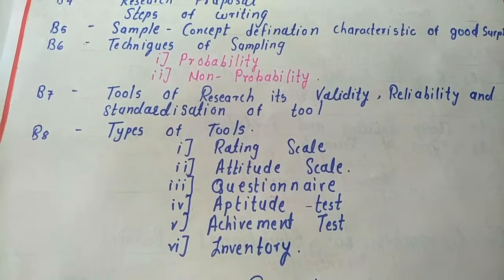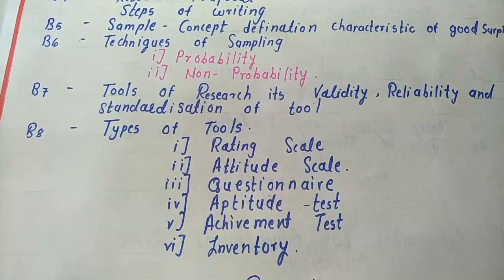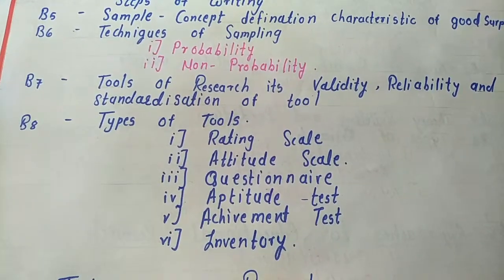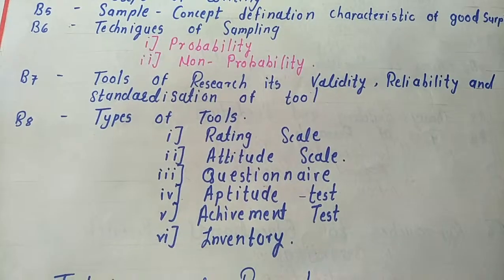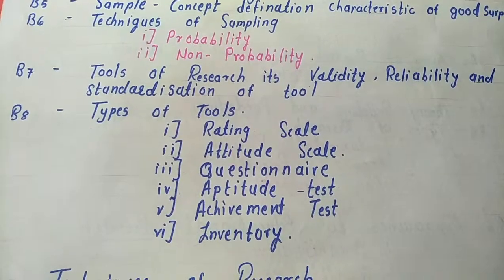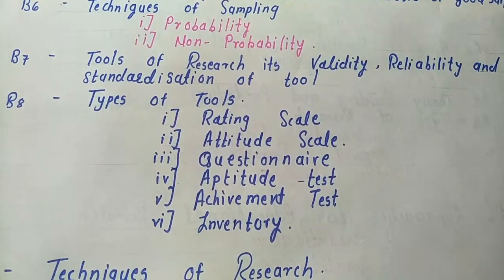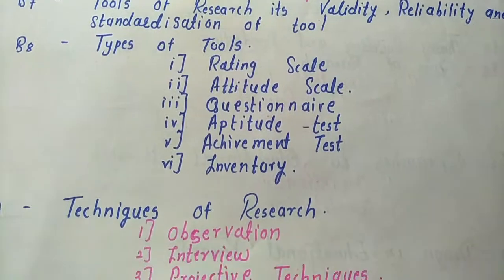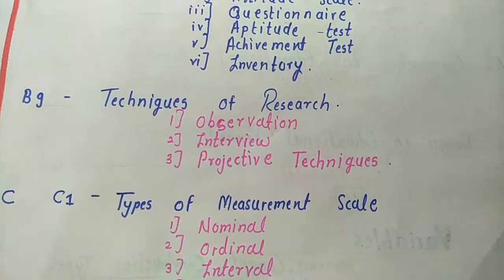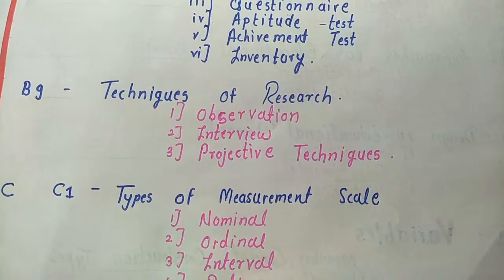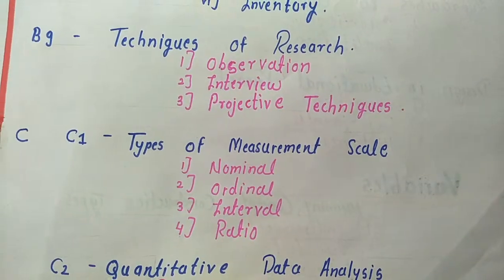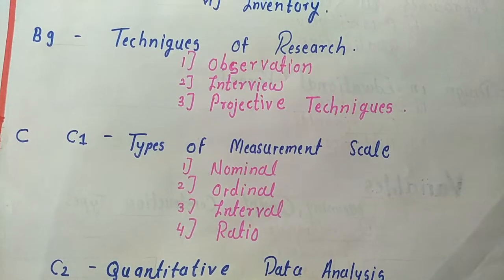our syllabus. Then tools of research: reliability, validity, and standardization of tools. Then types of tool: rating scale, attitude scale, aptitude scale, questionnaire, achievement test, and inventory. Then B9, techniques of research: observation, interview, and projective techniques. Then types of measurement: nominal scale, ordinal, interval, ratio.